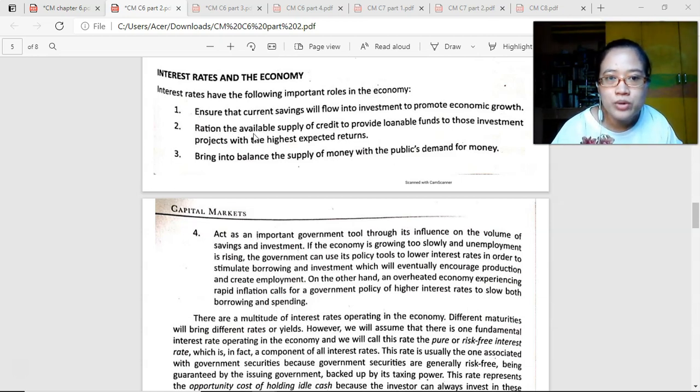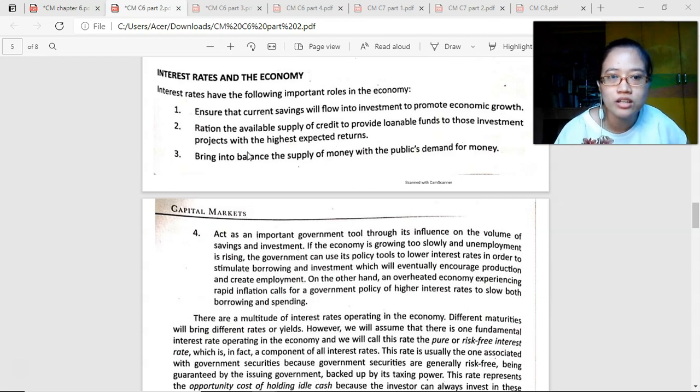Okay? Secondly, ration the available supply of credit to provide loanable funds to those investment projects with the highest expected returns. Okay? So, normally banks have only a limited amount of money that they can lend to borrowers. So what they do is they don't unnecessarily approve any type of application. They still assess who the borrowers are, where they will use the money, whether it has the potential to be profitable, or whether they think it's not going to work. So in that sense, they reject the investment. In that case, they assess which projects of the loan providers will be successful or will have high returns.